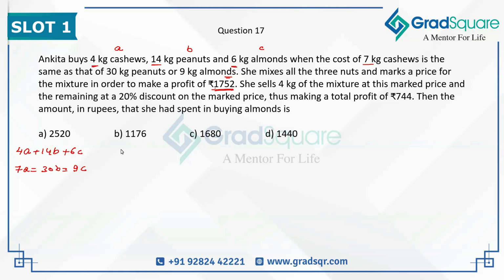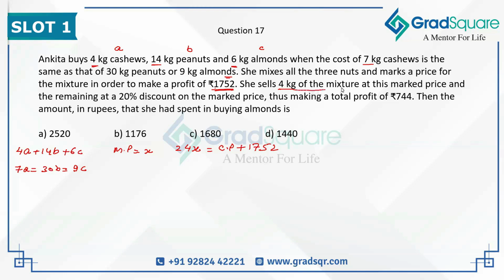Suppose the marked price of this entire set of nuts will be x rupees per kg, and you have a total of 24 kgs of this. So your total marked price would have become 24x. And if she's selling at 24x, then she's making a profit of 1752. That means it should be cost price plus 1752. So cost price plus profit should be equal to the selling price, which was 24x. So this is one equation that we have.